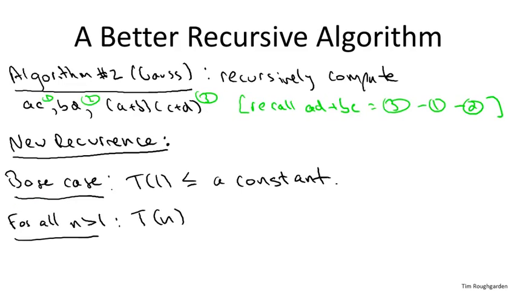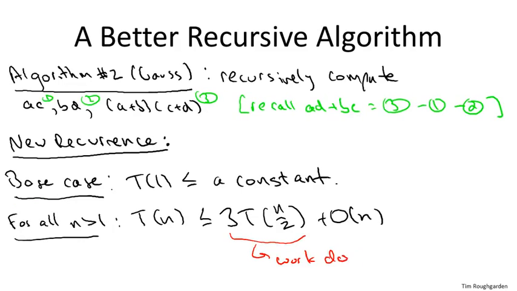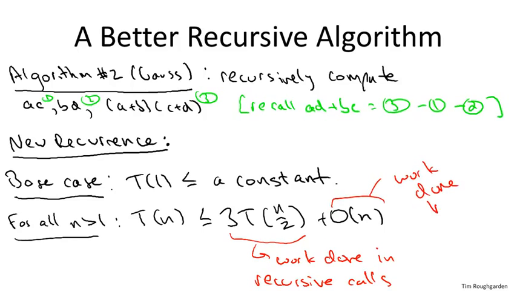A couple of quick comments. So first of all, I'm being a little bit sloppy when I say there's 3 recursive calls, each on numbers with n over 2 digits. When you take the sums A plus B and C plus D, those might well have n over 2 plus 1 digits. Amongst friends, let's ignore that. Let's just call it n over 2 digits in each of the recursive calls. As usual, the extra plus 1 is not going to matter in the final analysis.